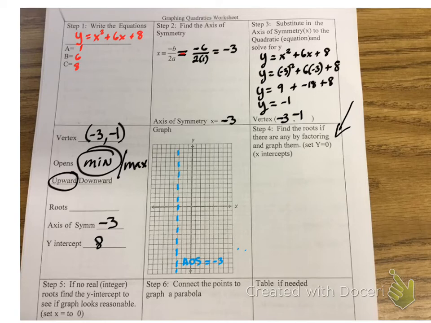Do I need to write thinner? Okay, tell me if this is too small. Okay, now.